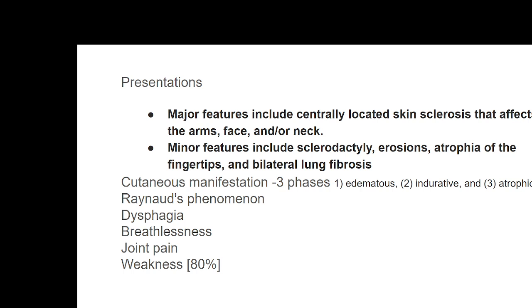The most important clinical presentation is skin sclerosis. The skin becomes stretched out and looks like a shining surface, mostly in those areas where the skin has to be more flexible, like the arms, face, or neck. Then there could be erosions at the fingertips, or there could be lung fibrosis. These are the most important, and the cutaneous manifestations may present in any of three stages: edematous, indurative or atrophic.